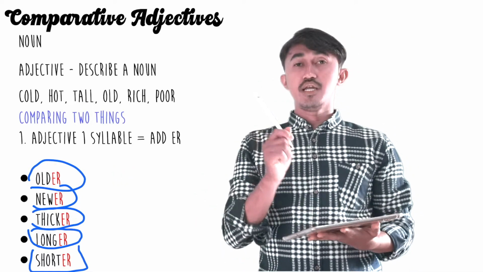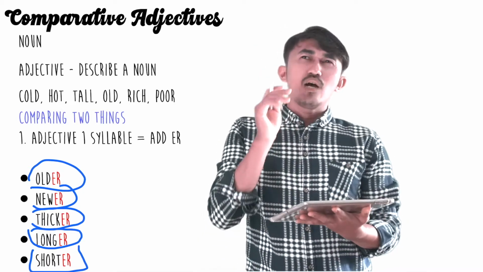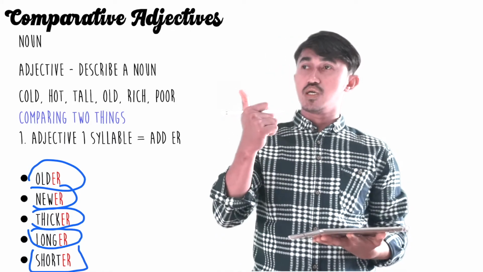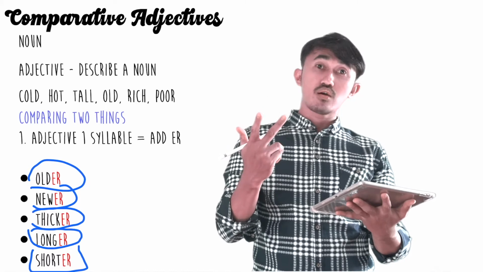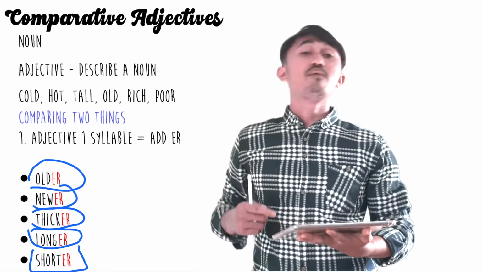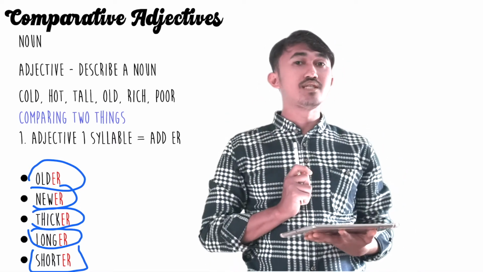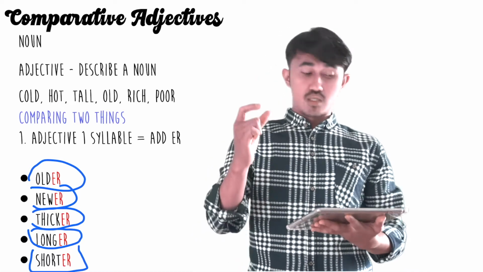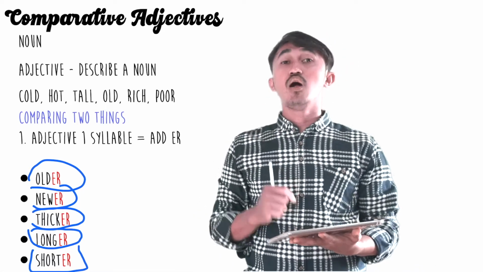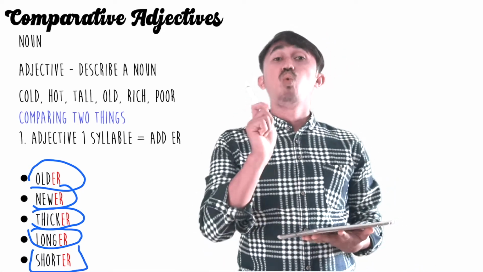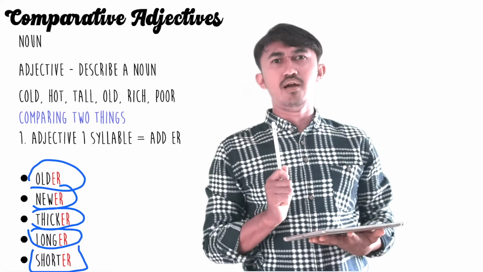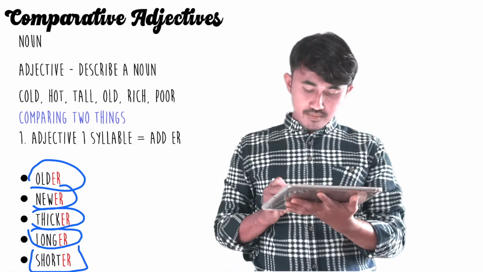For example, if you have an adjective and when you pronounce it, it sounds like one syllable. For example, old, thick, long, short. When you pronounce that word, you only need one breath to pronounce it. It shows that it's one syllable. For example, old, new, thick, long, and short. So this is called one syllable. So if you find an adjective with one syllable, you need to put er at the end of the word. For example, like this.